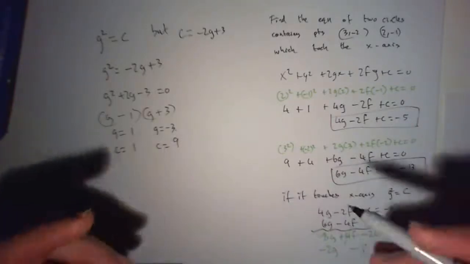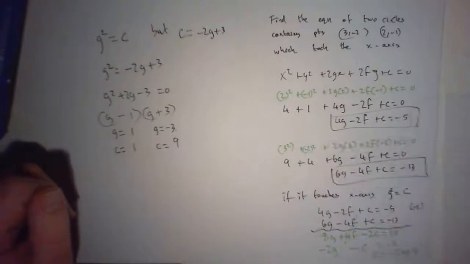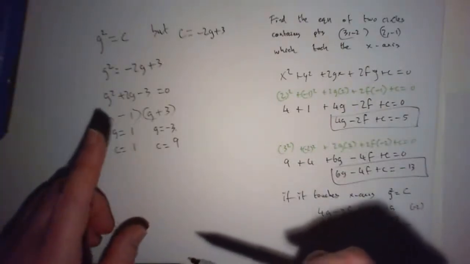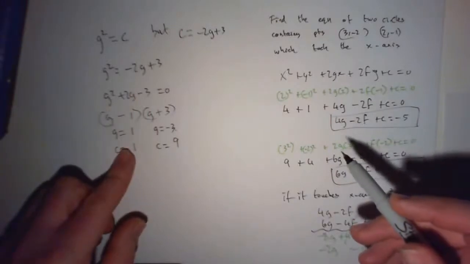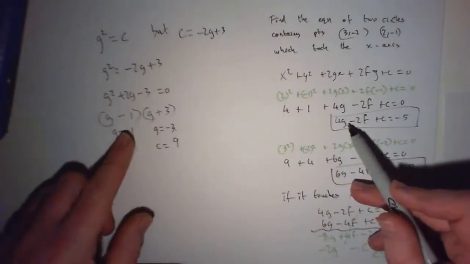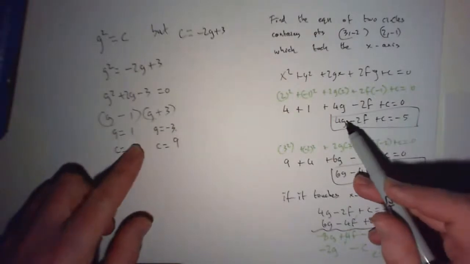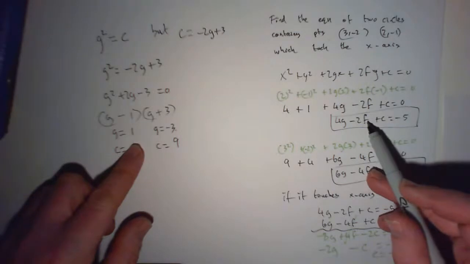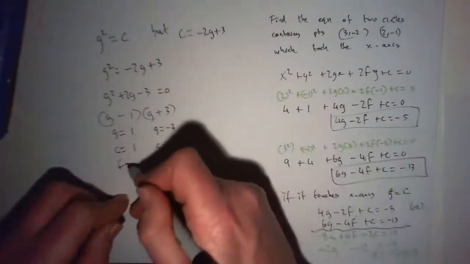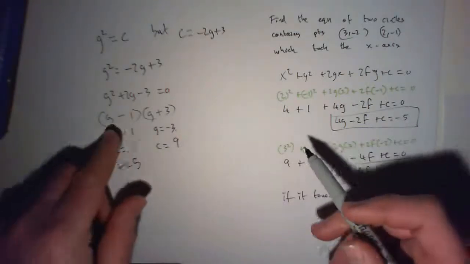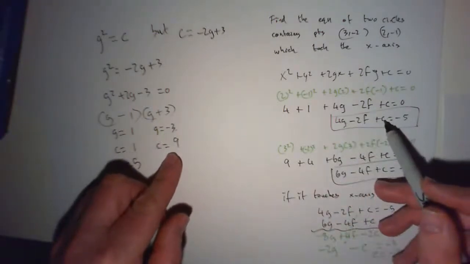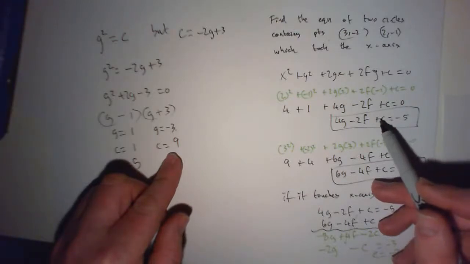Yeah, I hear you cry. Now I know what you're at. Okay, so if C is 1 and G is 1, let's pop them in here. That's 4 plus 1 is 5 minus 10. F is going to be 5. I'm just substituting in. And if G is minus 3, that's minus 12 plus 9. Minus 12 plus 9 is minus 4.